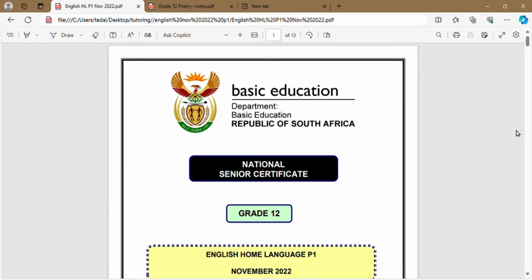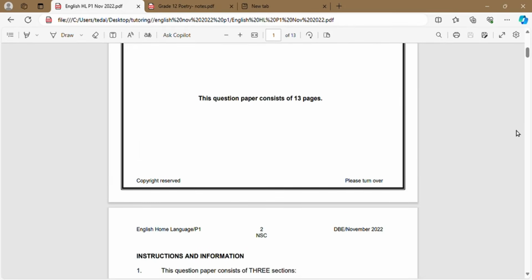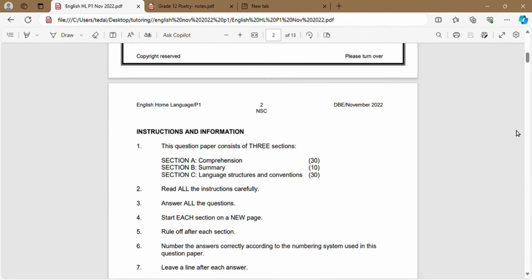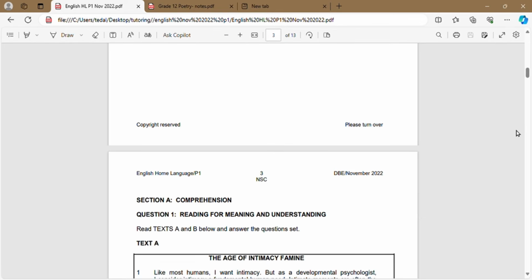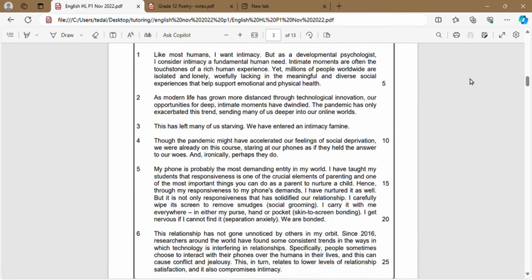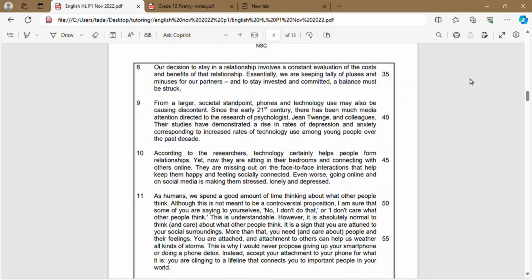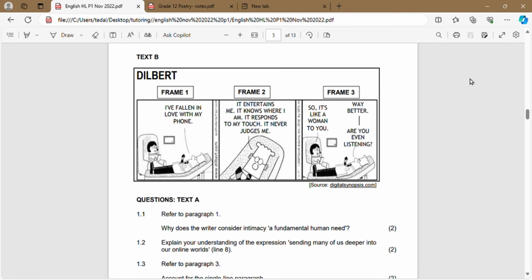Okay, so let's look at this specific question paper. It's an English Home Language Paper 1 from November 2022. And yeah, these are the instructions and information. And then comprehension, section A. If you look at question 1, right? It tells you to read text A and B below and answer the question sets. So there's text A, which is a long comprehension text, and then text B is more of a cartoon strip. So you read both and then you answer the questions for text A and text B. Okay, that is section A.